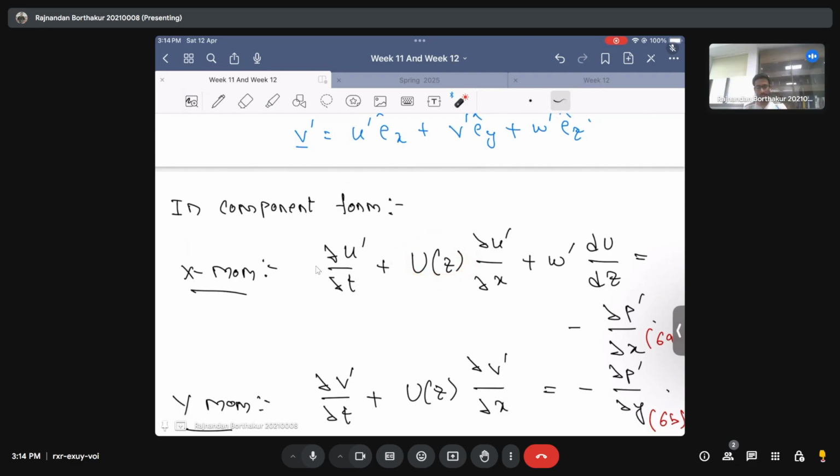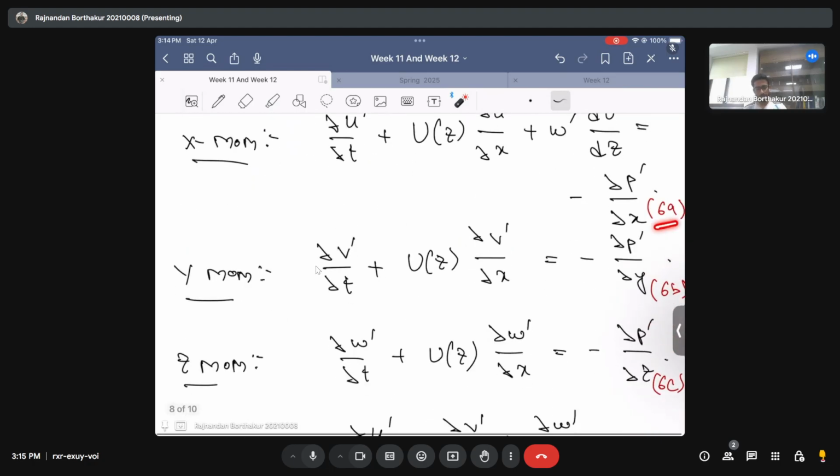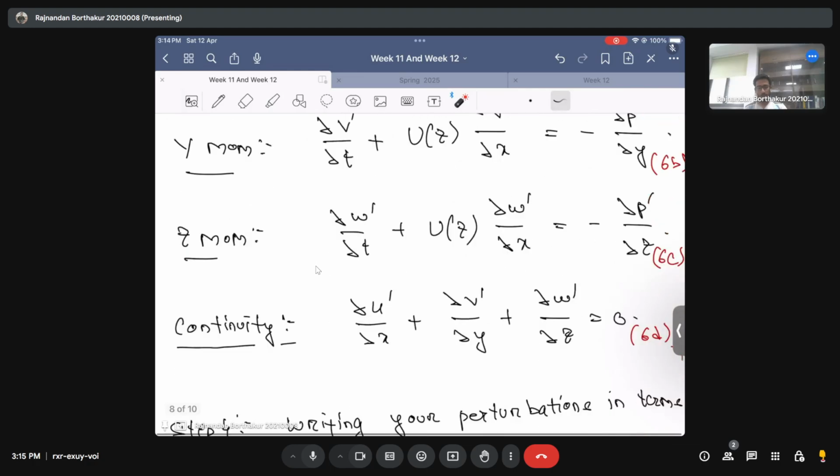to us, and thus this term u of z times del u dash by del x is a linear term, because this u of z is known to us, or in other words, the complete information of the base flow is known to us. Okay, and that's why you can appreciate that these equations 6a, 6b, and 6c are all linear, coupled with the continuity equation, which is equation 6d.